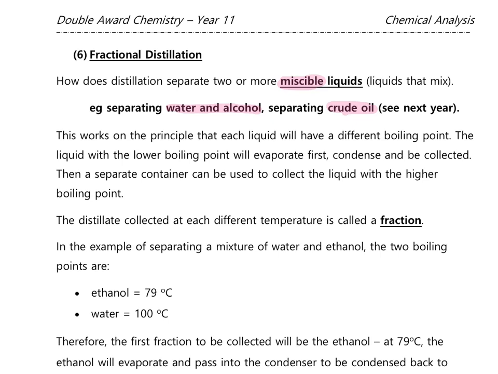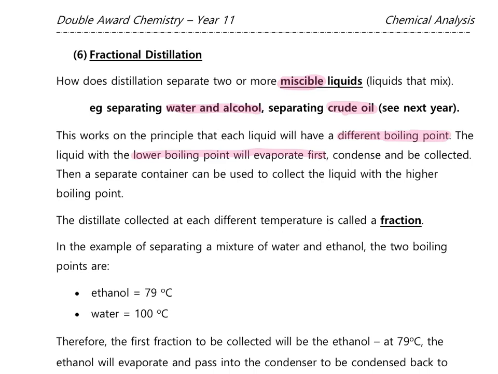The key thing with this, and the key thing that they would ask you on this, is how does fractional distillation work? On what principle does it work? It works that each liquid will have a different boiling point. And that means that they will separate off at different temperatures. So the liquid with the lower boiling point will evaporate first. It then passes into the condenser, condenses, and is collected.